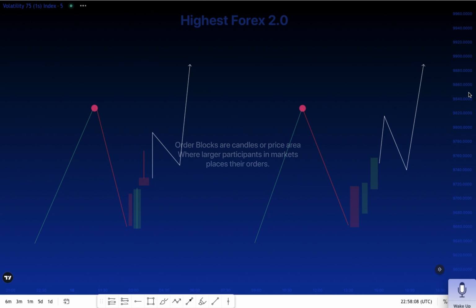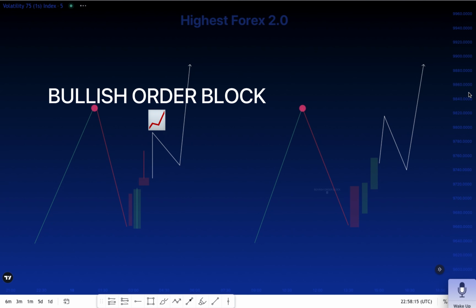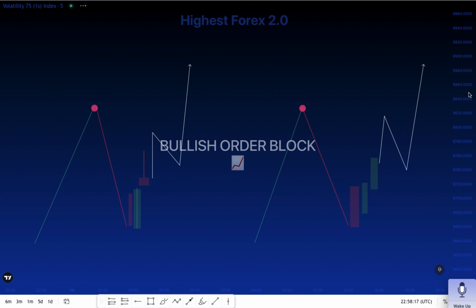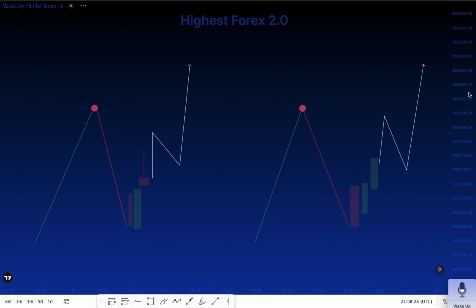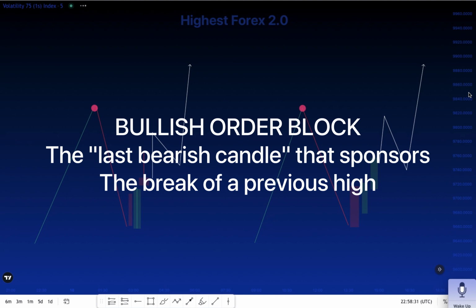And technically, order block is divided into two, actually: the bullish order block and the bearish order block, right? The bullish order block is the candle that sponsors the buys, the longs, like for the uptrend, and the bearish order block is the candle that sponsors the downtrend. And we define the bullish order block as the last bearish candle that sponsored the break of structure to the upside. That is how the bullish order block is being defined. The last bearish candle that sponsored the break of structure to the upside.